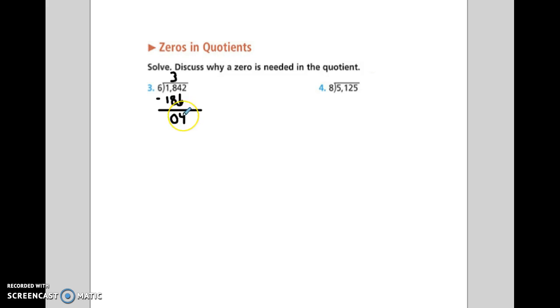Now, does 6 go into 4? How many times does 6 go into 4? It goes in 0 times, right? You can't put 6 into 4. You can only put numbers into bigger numbers than what it is. So I have to put a 0. If I didn't put that 0 there as a holder, I would end up with a totally different answer. If it doesn't go in, it's a 0. Okay, it's needed in order to get the correct quotient.